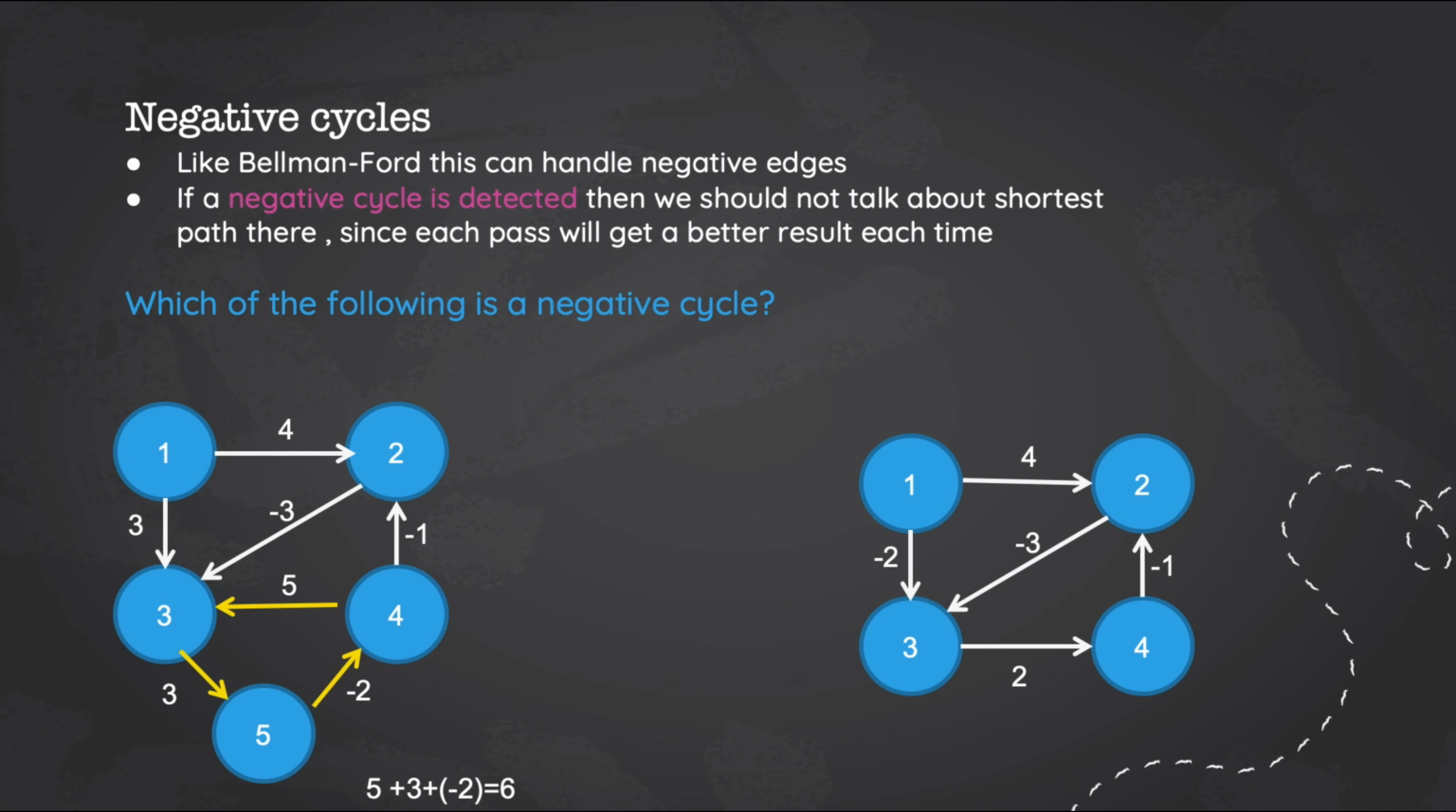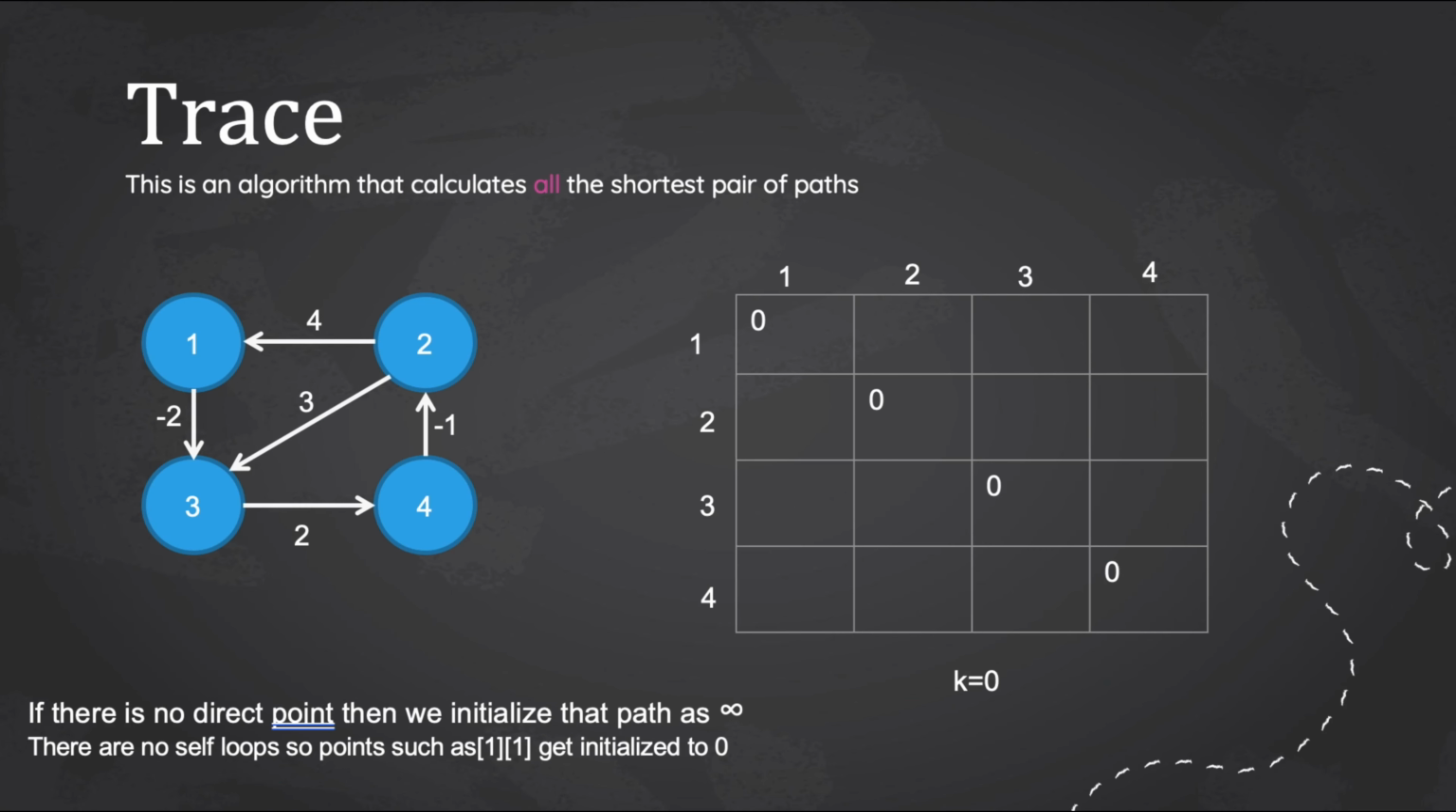For the next graph, we see that our cycle goes from 3 to 4, 4 to 2, and 2 to 3. We add up the weight of the edges and we get -2. This is our negative cycle. Let's now start a trace.